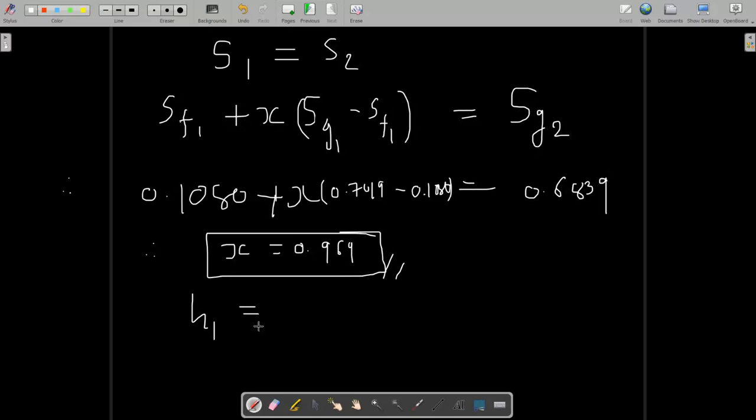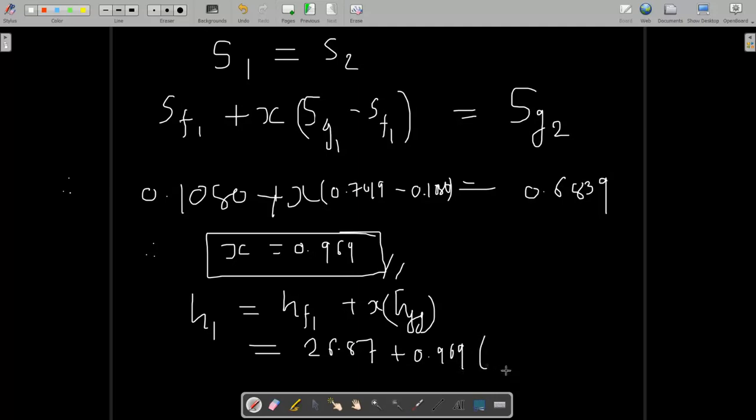Specific enthalpy of point 1 is enthalpy of fluid at point 1 plus x times enthalpy of vaporization, HFG. It is given in the table. So when you put this data in, 26.87 plus dryness fraction 0.969 times HFG value at minus 10 degrees Celsius, which is 156.32 kilojoule per kg. When you solve this, you will find the specific enthalpy as 178.34 kilojoule per kg.